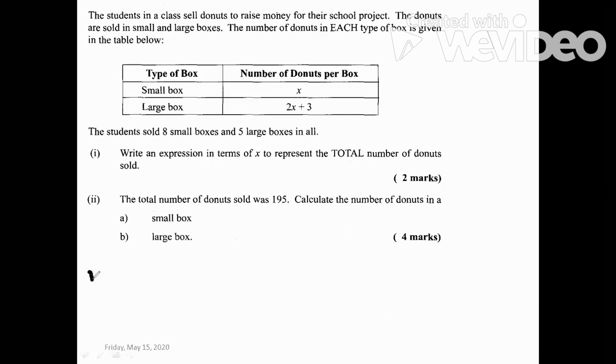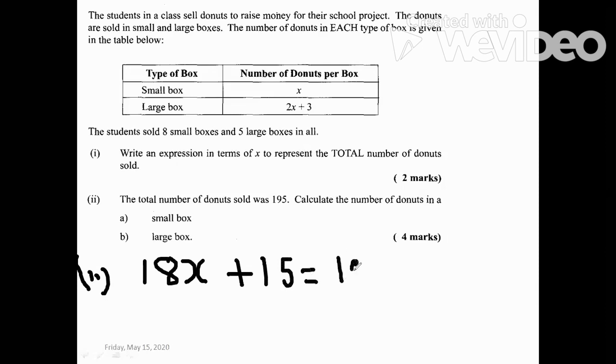So for part 2, we have 18x plus 15, and everything will equal 195. So I'm going to ask you guys to solve this. So x, when you solve it, x will equal 10.